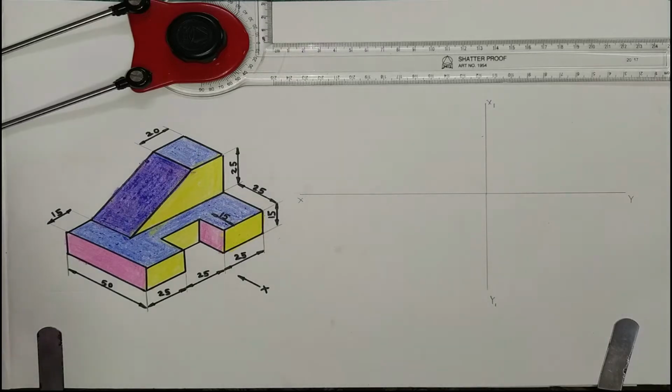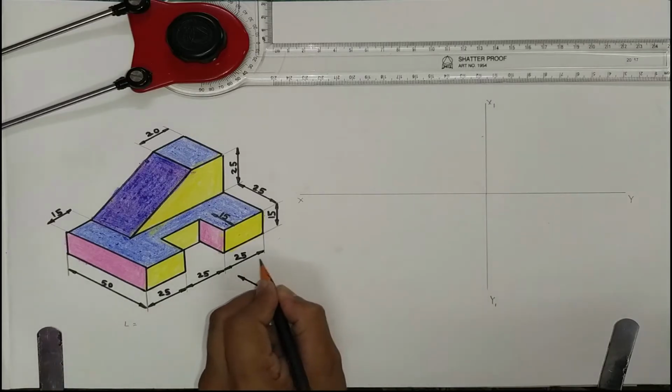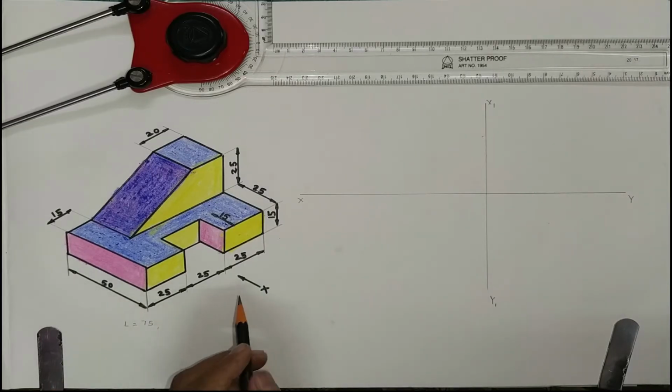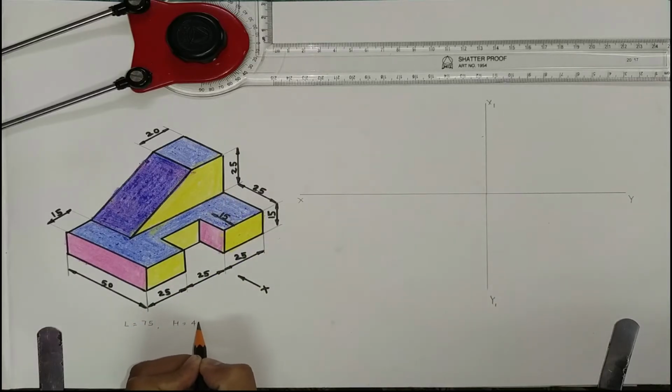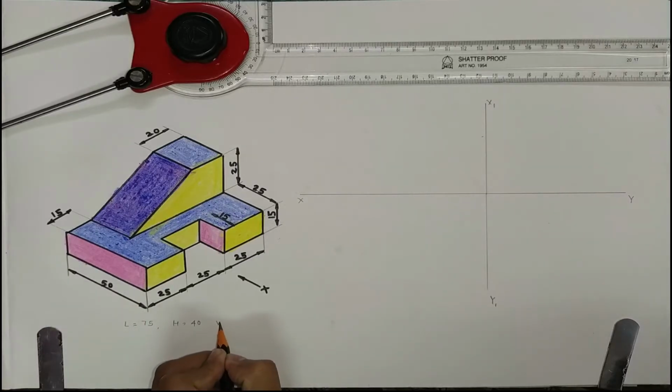For drawing all the views, let us find the parameters related to the object. Length is equal to the total length of an object, which is 75 mm. Height of an object is 15 plus 25 is equal to 40, and width of an object is equal to 50 mm.